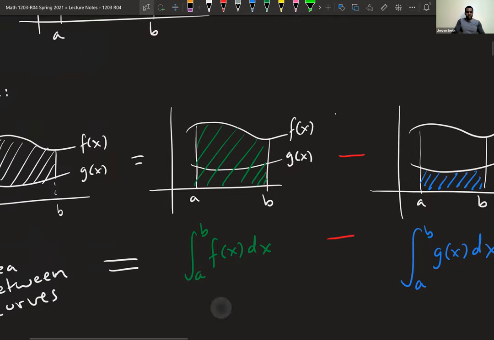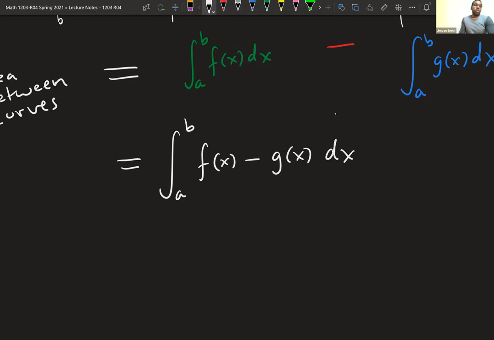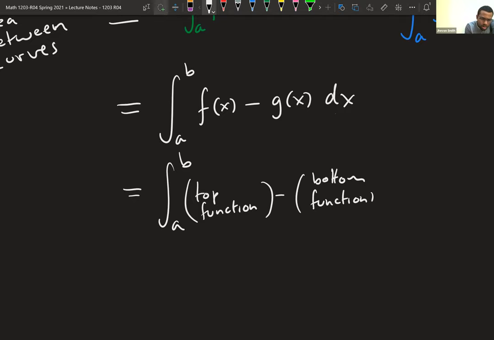Right? And so, in fact, because integrals distribute across sums, I can write this as a whole integral like that. And so, essentially, what this turns out to be is the top function minus the bottom function, dx. So that's basically the area between curves.